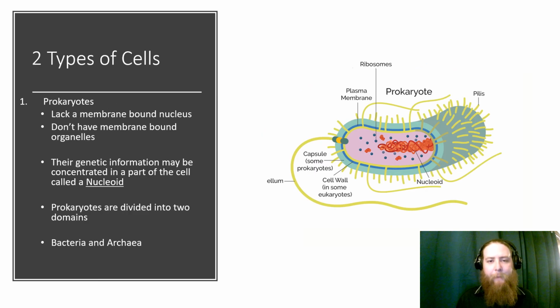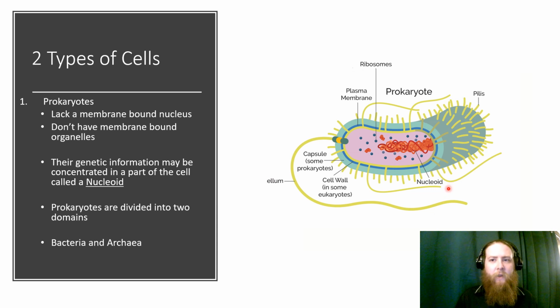So there are two main types of cells, and the first is prokaryotes. Like I said, this guy doesn't have a nucleus. His DNA is just kind of out here in the middle. It doesn't have membrane-bound organelles. It has very simple organelles, things like ribosomes. The information that's loosely stored here, we call the nucleoid, because it's nucleus-like, but not a nucleus.